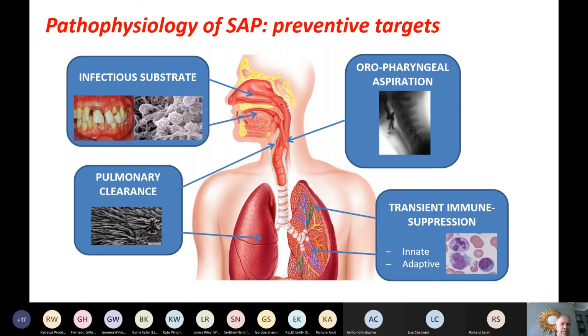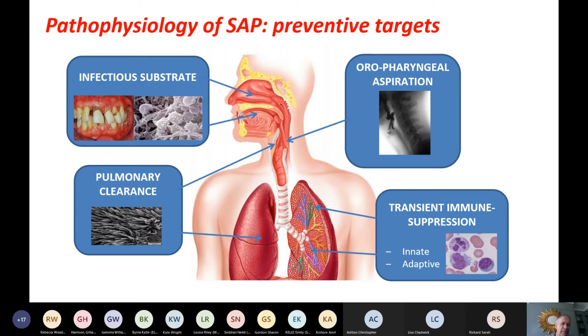So the first one on the left is that, as you've already heard, SAP has to have an infectious substrate. There has to be some bugs that come from somewhere. And generally speaking, in nearly all cases, these bugs certainly aren't living in the lungs to start with. So they've got to come from somewhere else. And the 2 main sources within the individual themselves, as opposed to their environment, are the oral cavity, which obviously includes the mouth as a whole, and also then the upper nasopharynx area. So we have a lot of microorganisms that live both in our nasopharynx and also in our oral cavity.